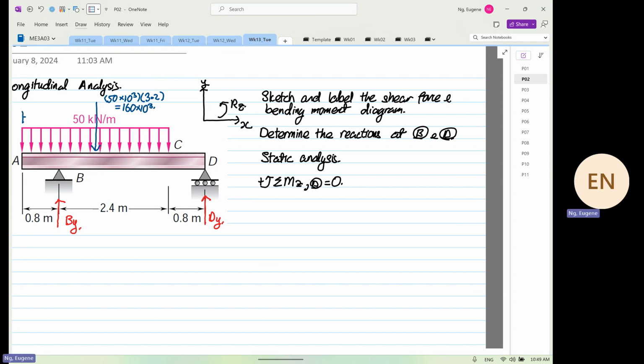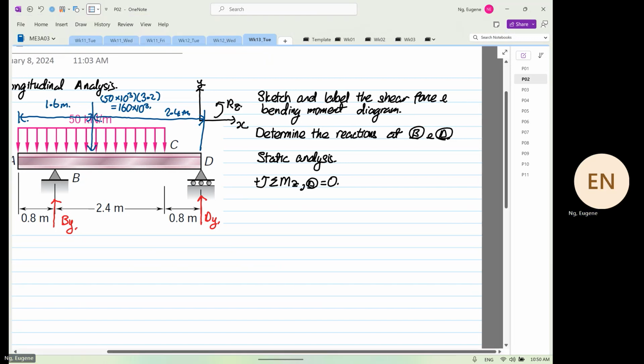The position of the equivalent load is equal to 1.6. And sort out all your distances first. There's a lot of information down here, but you have to sort out all your distances first. The distance from here to here is 2.4, which is 0.8 plus 0.8 plus 1.6. Okay. So these are our distances. Sort out your distances first. Make your life easy, or you can get lost.